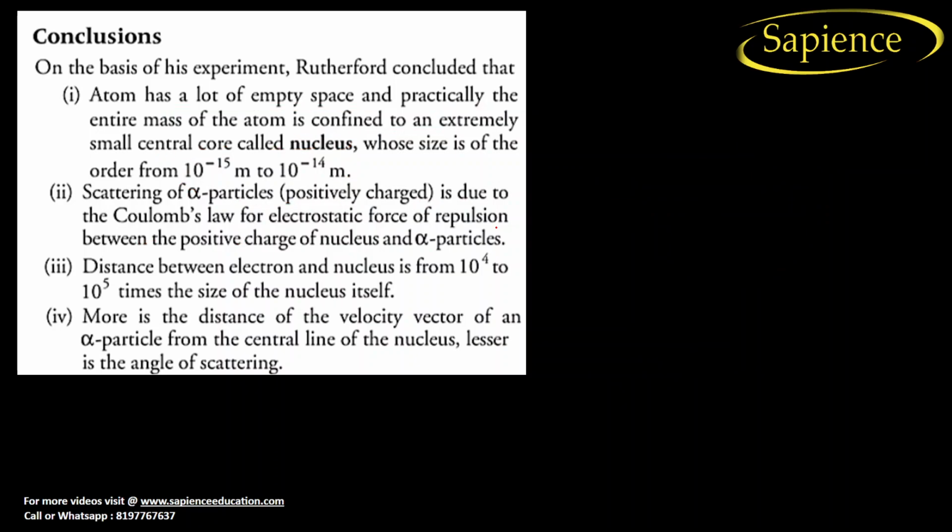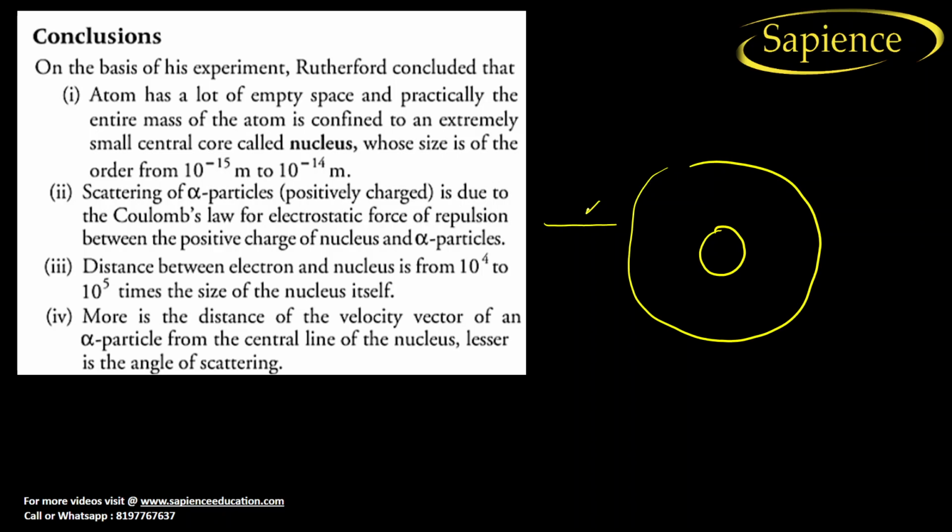Now let us try to understand these things. Let us consider this is a nucleus with positive charge, and this is an atom. As we know, the alpha particle is a positively charged particle. From here we can say that it is due to Coulomb's law of electrostatic force that repulsion happens between the positive charge of the nucleus and the alpha particles. So as soon as the alpha particle approaches this point, this is positive charge and the alpha particle is also positive charge, so repulsion will happen due to the electrostatic repulsion force.